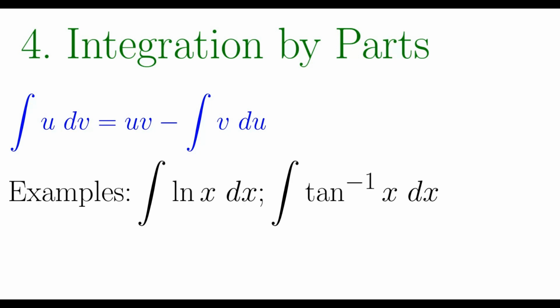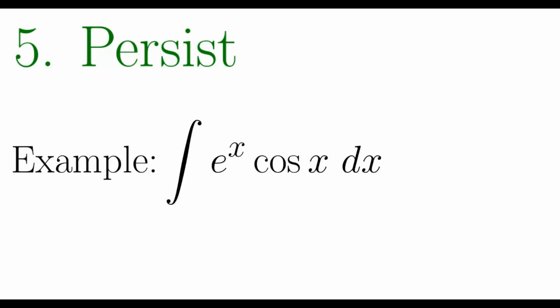Natural log and tan inverse of x. Try these out. Anytime you're using integration by parts or U substitution or any other technique of integration, keep in mind that you might have to do the method multiple times, and you might have to use different methods multiple times. For example, if you're integrating e to the power of x cosine of x, you will be able to evaluate this one if you don't give up. So you want to do the integration by parts twice in order to get the value of the integral of e to the power of x cosine of x.